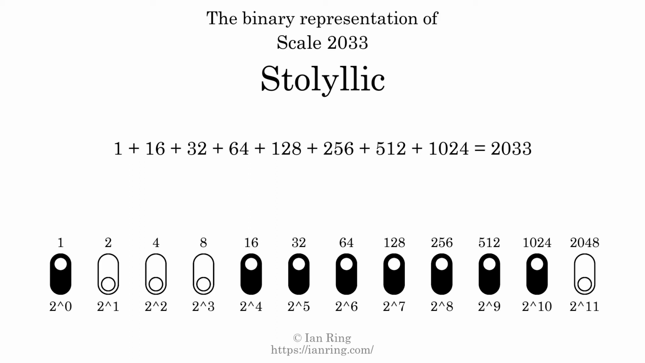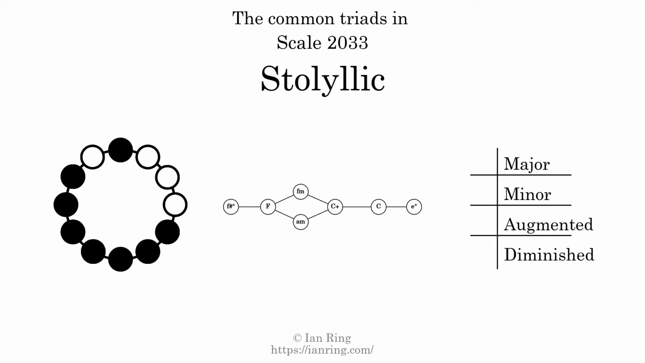The scale number not only enumerates the scale with a unique index, but it also literally describes the tonal content of the scale. Represented as a binary number in base 2, the scale number is 01111110001. Here are the common triads present in this scale.